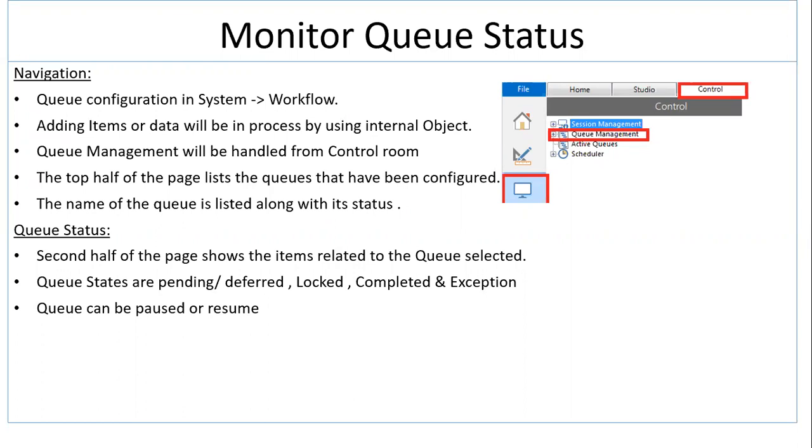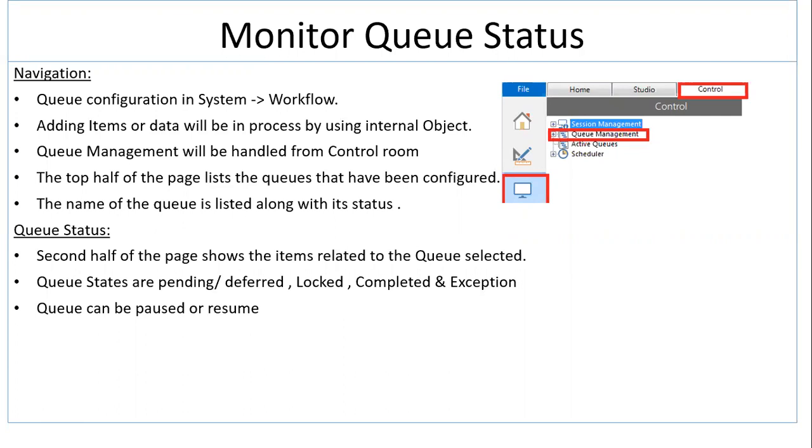So I've already explained, to create a queue, you have to go to systems and workflow, and to add items into a work queue, you have to open an existing process or create a new process. In that, you have to choose the internal object work queue and then choose the add items to work queue option, which is an action, and that will ask you for input in the form of a collection, and it will ask you to enter the name of the queue to which you want to add the transaction or data.